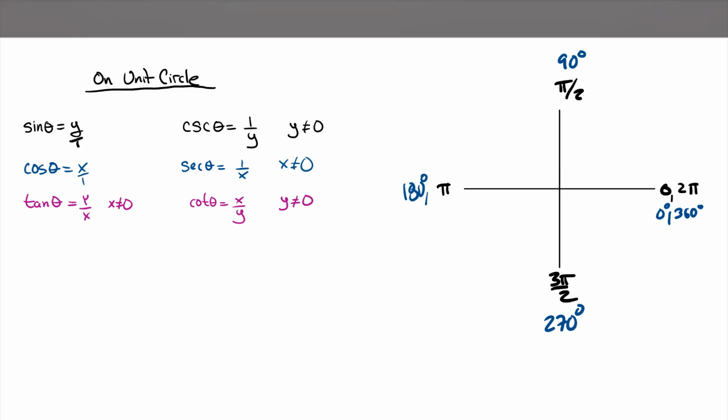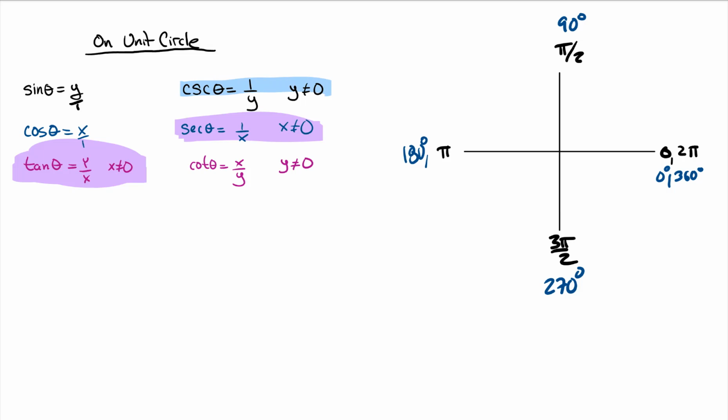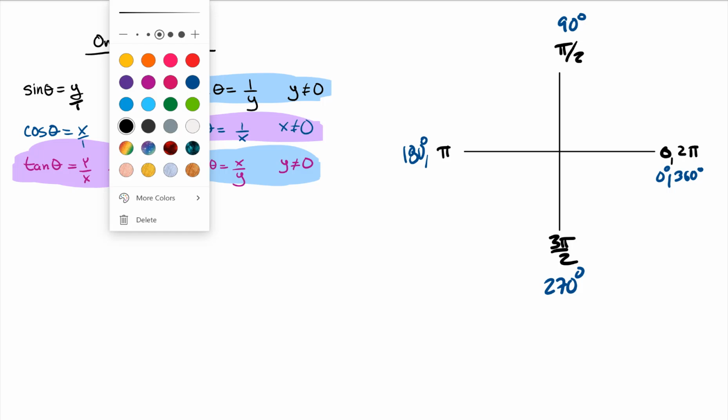But we go back to this idea of domain. What are we allowed to plug in? How do we make sure that we don't divide by 0? That's what this is telling us here. Tangent has a problem: you can't plug in anything you want to. I think secant has the same issue. They both have x in the bottom, so x can't equal 0. Then if we look at cosecant, we have a y in the bottom, so y can't equal 0. And cotangent has a y in there too. So we're going to talk about what we're allowed to plug in, aka domain.